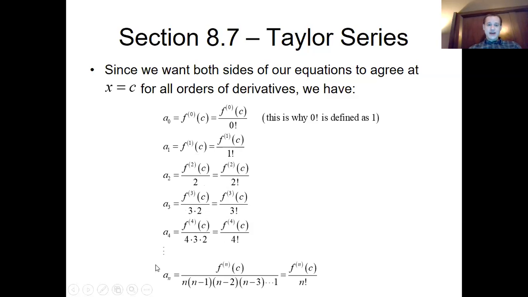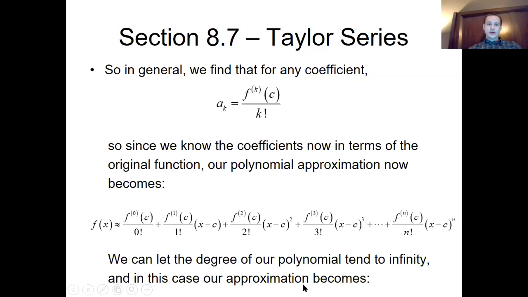In fact, way down here, even for the nth term, if you solve for that, the nth coefficient, I should say, is the nth derivative at my center divided by n times n minus 1 times n minus 2 times n minus 3, and they keep going all the way down to 1, which is known as n factorial. Now, this is very powerful. And if you didn't follow all that, that's okay. But the key thing is that the nth coefficient in my polynomial approximation should exactly equal the nth derivative of my function at the point I care about divided by n factorial.